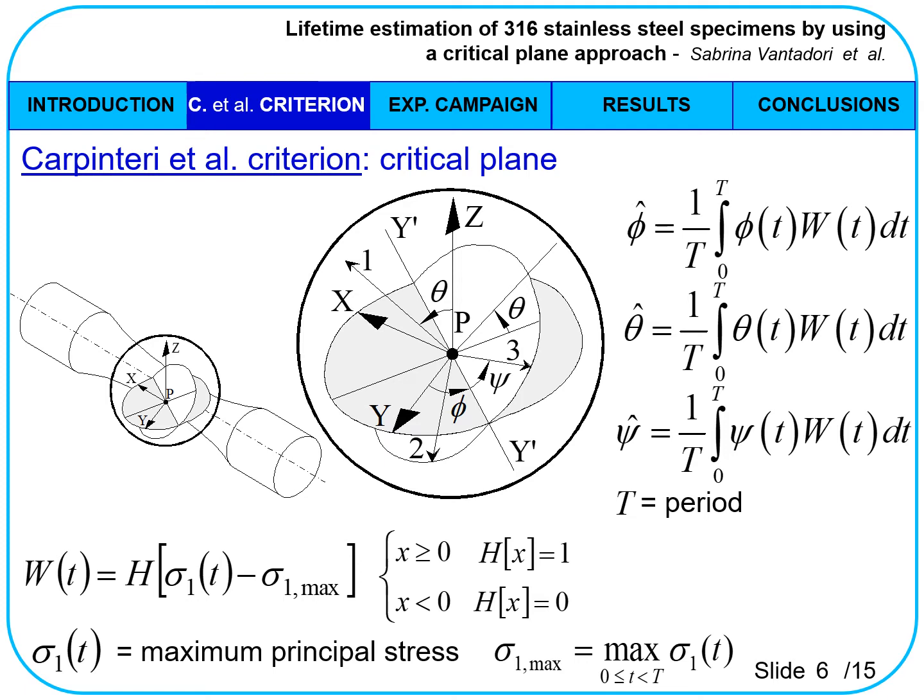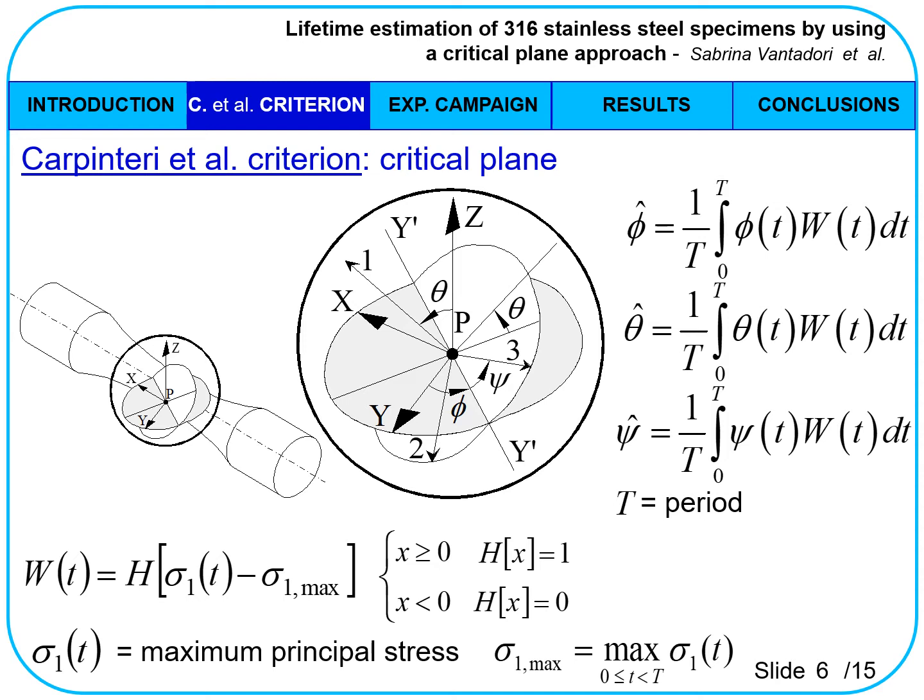Firstly, the critical plane has to be determined. Let us consider a generic material point P and fixed frame XYZ with its origin in P. At a given time instant t, the principal stress directions 1, 2, and 3 can be defined through the principal Euler angles phi, theta, and psi.